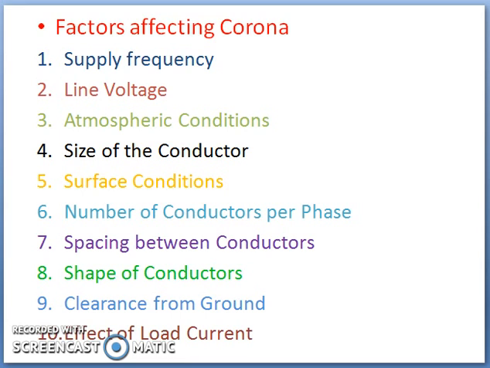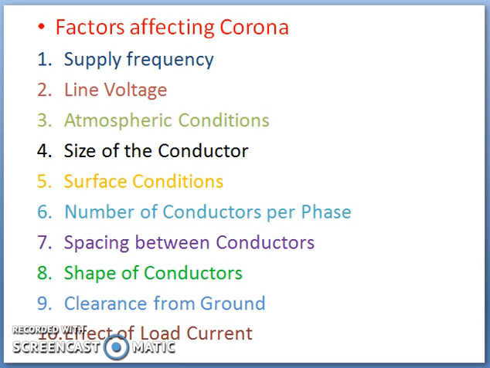Coming to the next point, shape of the conductors. The shape of the conductors, like flat, oval, cylindrical, etc., affects the corona loss. For uniform cylindrical shape, corona loss is less compared to any other shape. Therefore, we always prefer cylindrical shaped conductors. And then coming to the clearance from the ground. The height of the conductors from the ground also affects the corona loss. If the clearance between the ground and the conductor is less, then corona loss will be high. Therefore, we have to maintain a certain minimum distance between the conductor and the ground.